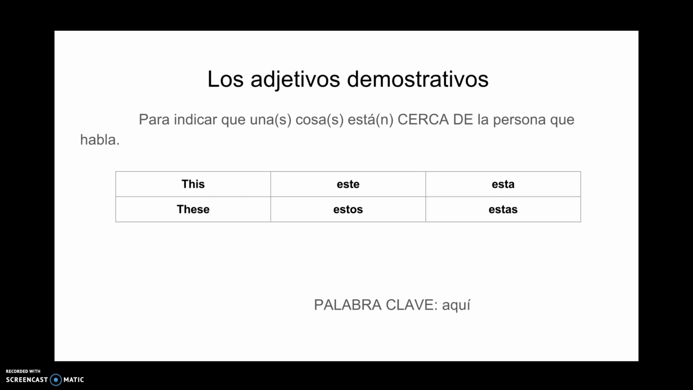La palabra clave, or keyword, for these expressions is aquí. So you'll note that when you do the activity, and when you do a lot of activities with demonstrative adjectives, you'll see aquí as a keyword in a sentence, when I want you to narrow your choices down to este, esta, estos, or estas. And in fact, in the activity on página 3, these keywords are italicized for you.